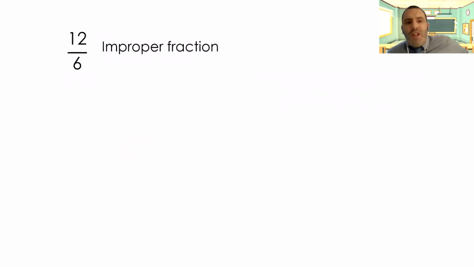So 12/6, we call this an improper fraction. You might sometimes hear it called a top-heavy fraction. It's where our numerator is bigger than our denominator.